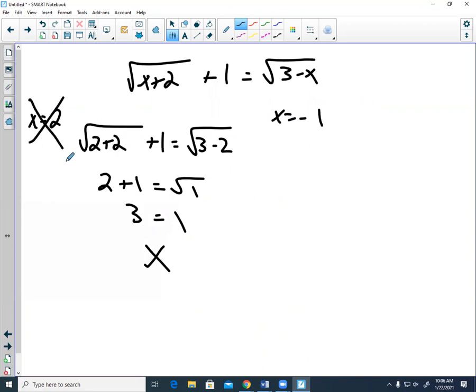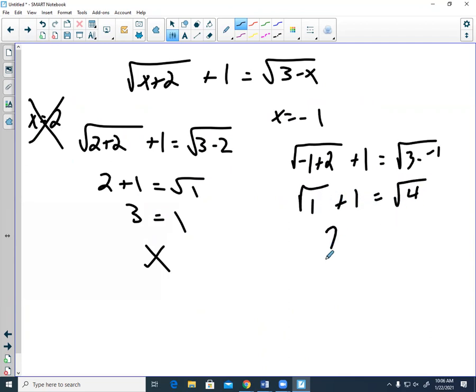So that is not a true statement. So I'm going to do the same exact thing with negative 1. So now I have the square root of negative 1 plus 2 plus 1 equals the square root of 3 minus negative 1. So I'm going to get the square root of 1 plus 1 equals the square root of 4. So we're going to get 2 equals 2. This one's a good check mark.